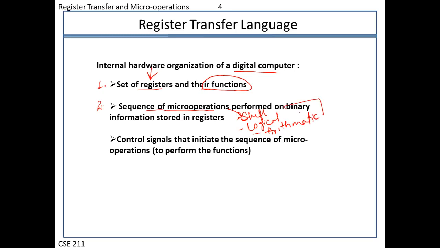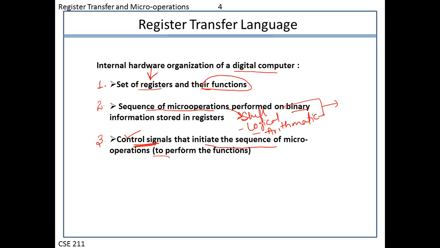We will be learning about these micro operations in detail in the later part of the sections. So the next, third point is the control signals. These signals are very important to understand because these will initiate the sequence of micro operations that I want to perform.